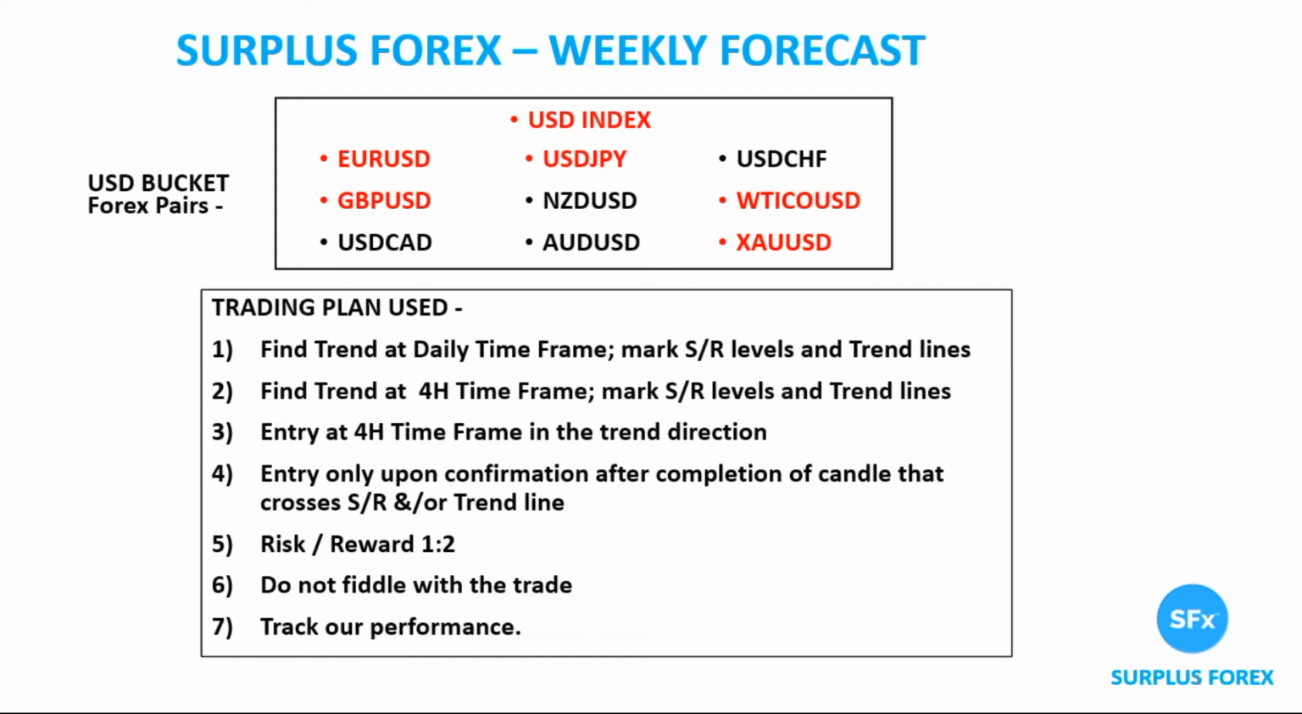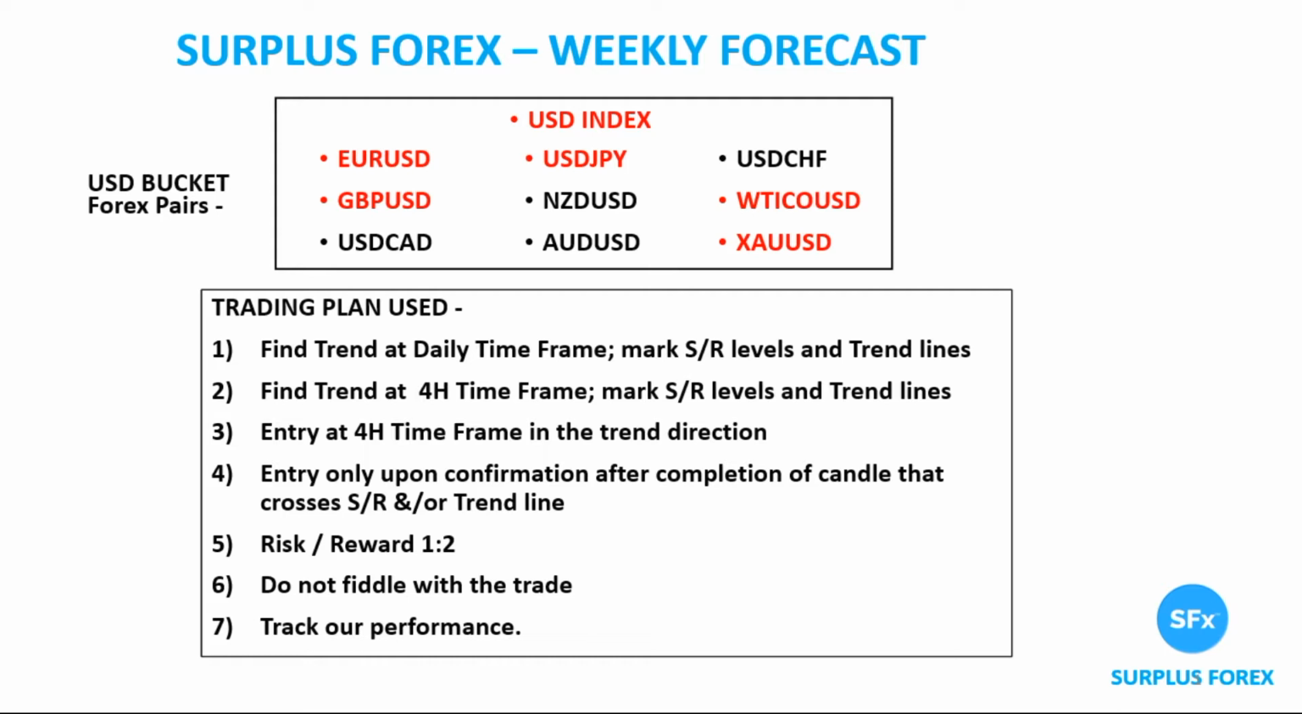The trading plan uses finding and highlighting trends and support and resistance levels on the daily time frame and the 4-hour time frame. I'll mark entries, stop losses, and take profit targets on the 4-hour chart. Make sure you make entries only upon confirmation, after completion of the candle that crosses either support, resistance, or our trend line where possible, keeping the risk reward ratio at 1:2.